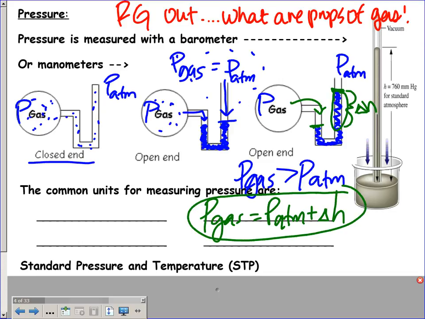Okay, so we got this. We could do this. Now, what would you assume the pressure of the atmosphere would have to be recorded in to appropriately do this? What units would we need that pressure of the atmosphere to be in? To use that formula, because the delta H is referring to millimeters of mercury, it's a height, we have to have that in millimeters of mercury as well. So we need to have consistent units.